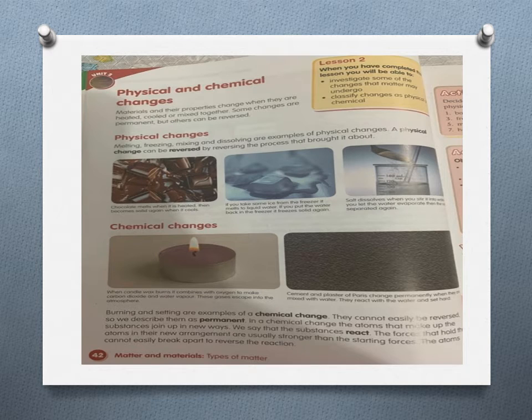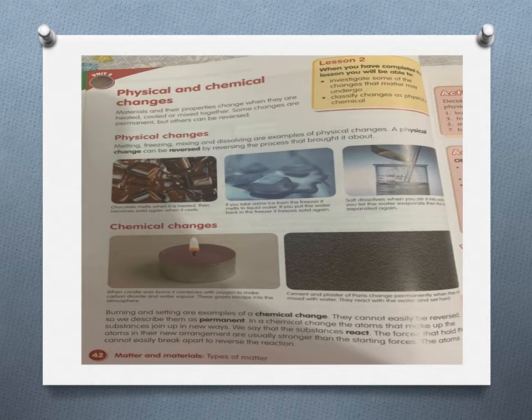Let's read the book, okay? Let's read the book together and we're going to highlight the most relevant parts of the page. Physical and chemical changes. Materials and their properties change when they are heated, cooled, or mixed together. Some changes are permanent, but others can be reversed. So please, can you highlight: some changes are permanent, but others can be reversed.